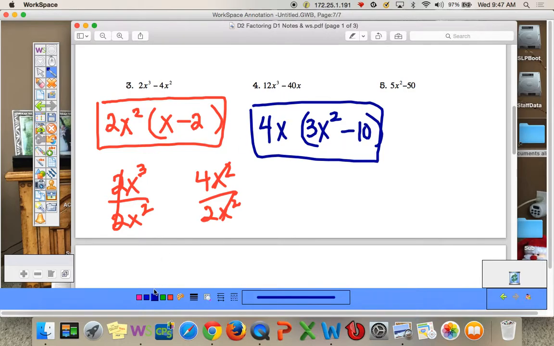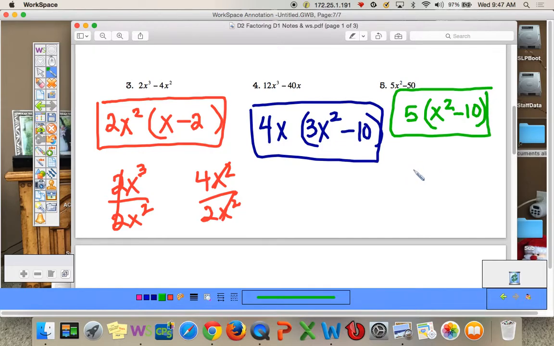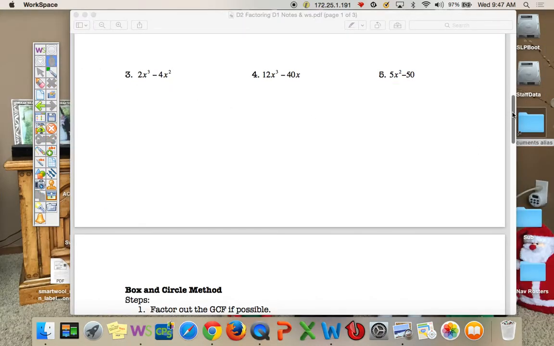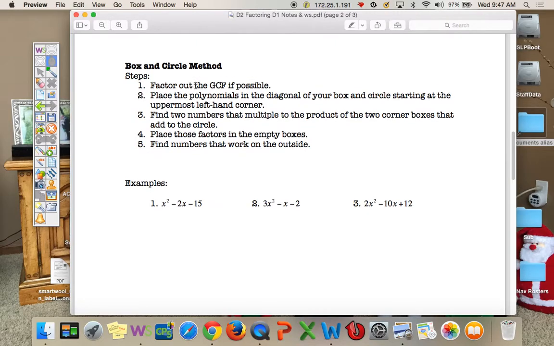They multiply to that. And the last thing, 5 and 50, I know I can pull a 5 out of each. This one doesn't have any x's, so I can't pull any out. So we have 5x squared divided by 5 is x squared. And 50 divided by 5 is 10. So these are factors. So there's the first way you can factor. If there's a greatest common factor, you can divide each term by that and pull it out. The second method you want to use after greatest common factor.